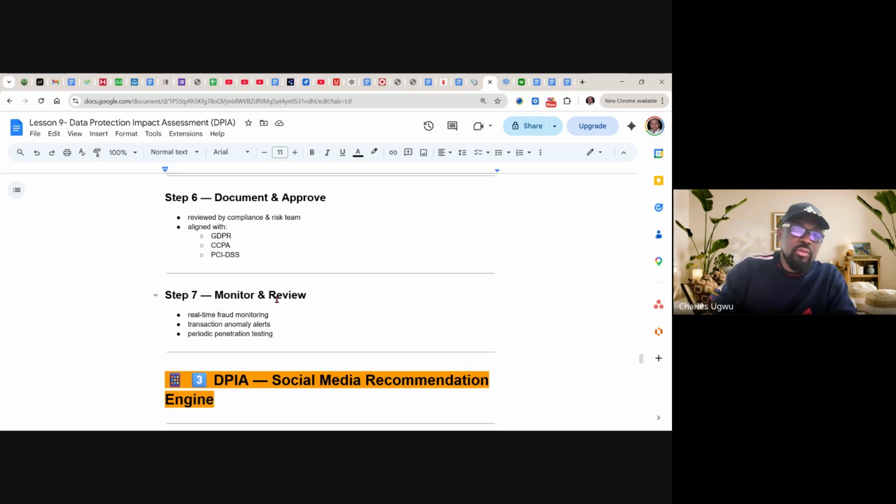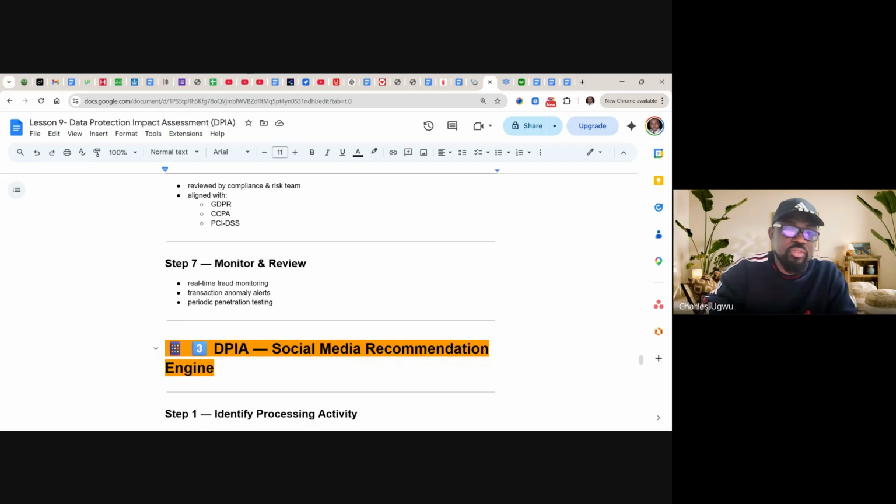And then you have to monitor and review: real-time fraud monitoring, transaction anomaly alerts, and periodic penetration testing by cybersecurity experts. Once in a while they need to do a pen test, a penetration, to see if they can hack the system. If they hack the system, it means the system is weak and you need to start adding another security layer.